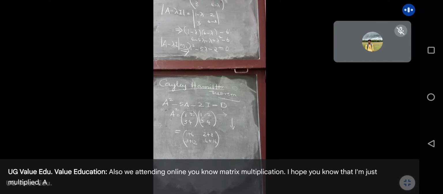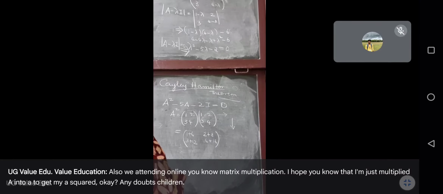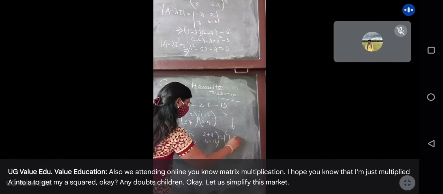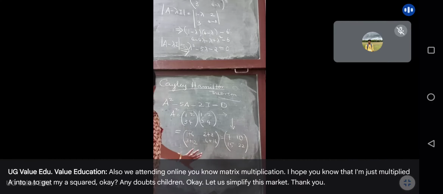Now those of you attending online, you know matrix multiplication. I hope you know that. I've just multiplied A into A to get my A squared. Okay? Any doubts, children? No, ma'am. Okay. Let us simplify this matrix. There is 7, 10, 15, 22. This is my A squared. Okay? A squared. Now I put this in the equation. All right? And see if it satisfies the Cayley-Hamilton theorem.